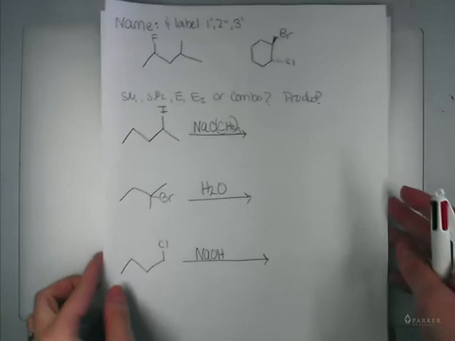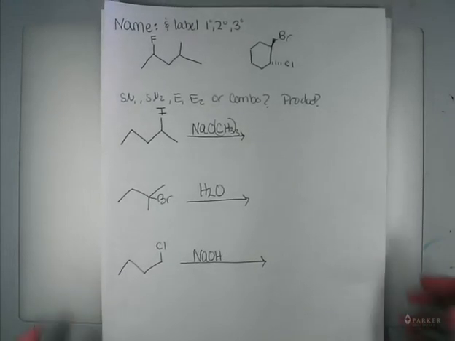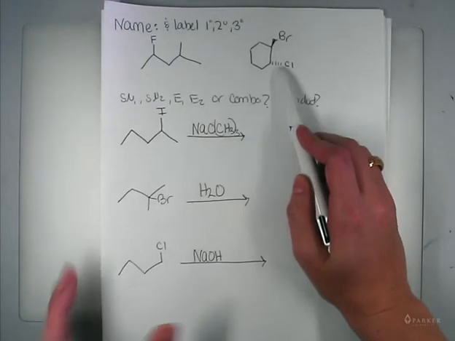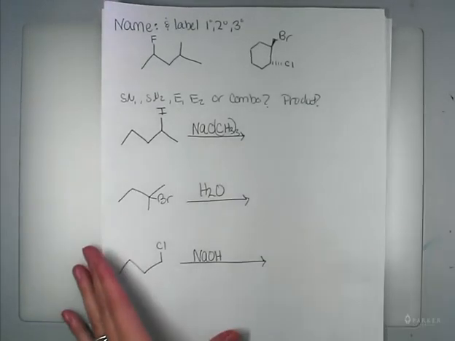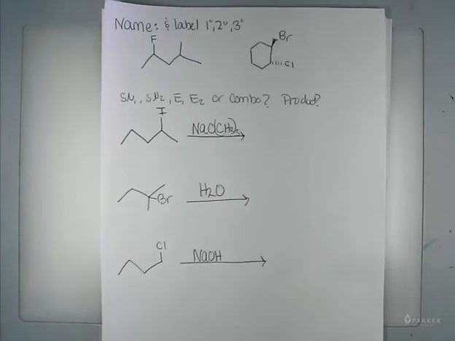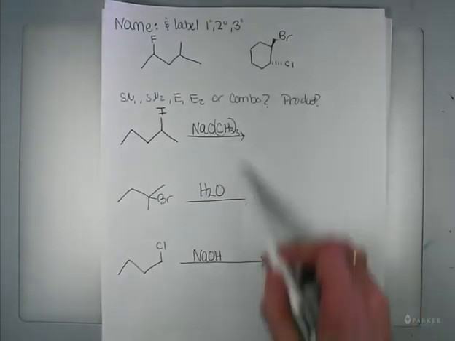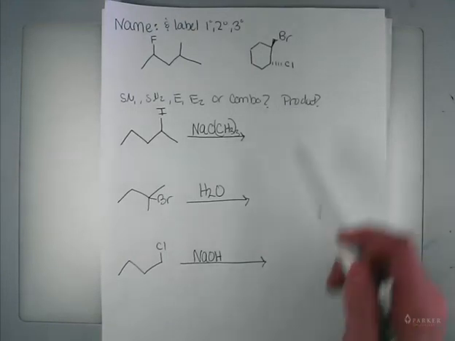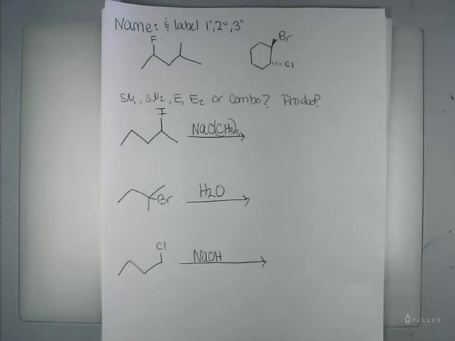Okay, so here's some problems. Now up here, I want you to name these, and then also label for each position, is it primary, secondary, tertiary, just where the halogen is, not every position on carbon. And then over here, I want you to tell me if it's going to be SN1, SN2, E1, E2, or a combination, and then tell me what the product will be. So kind of work together and see if you can figure those out.